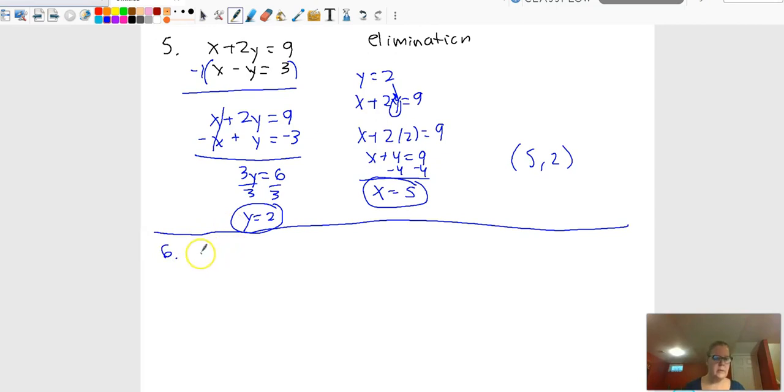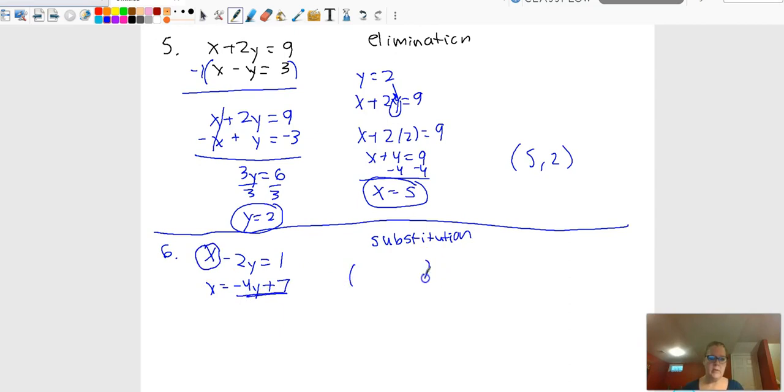All right, next one. x minus 2y equals 1, and x equals -4y plus 7. Again, I've already solved for one equation. It's already solved for x, so I would go ahead and do this one by substitution, if given a choice. So I'm going to replace x in this equation with this expression that represents the x.